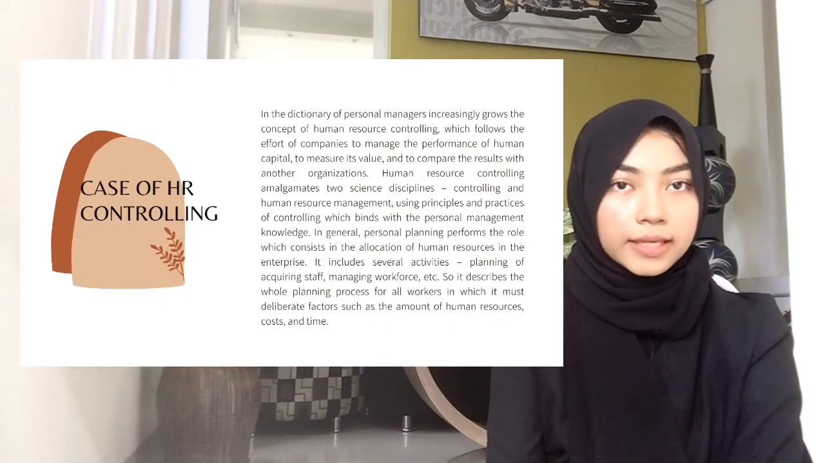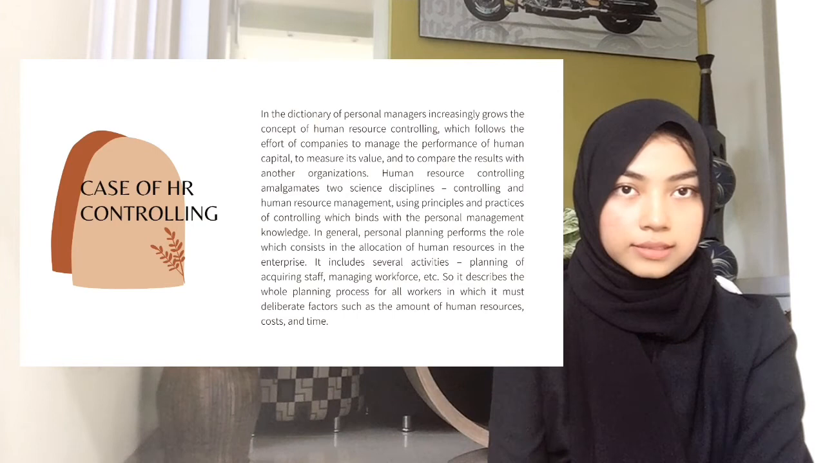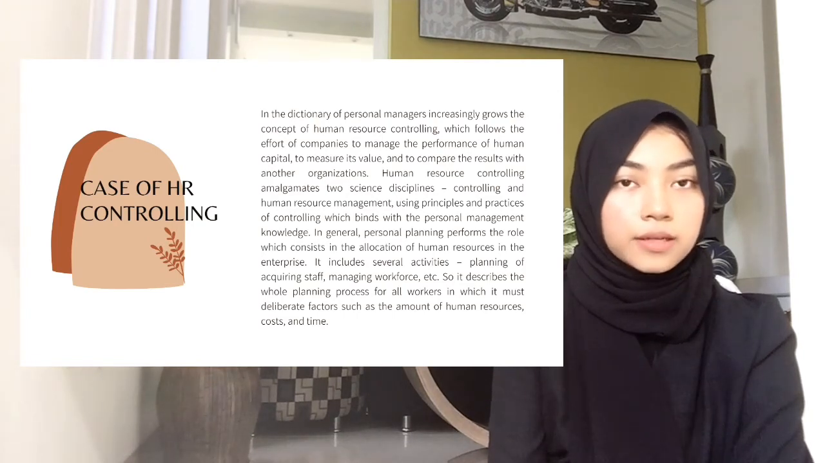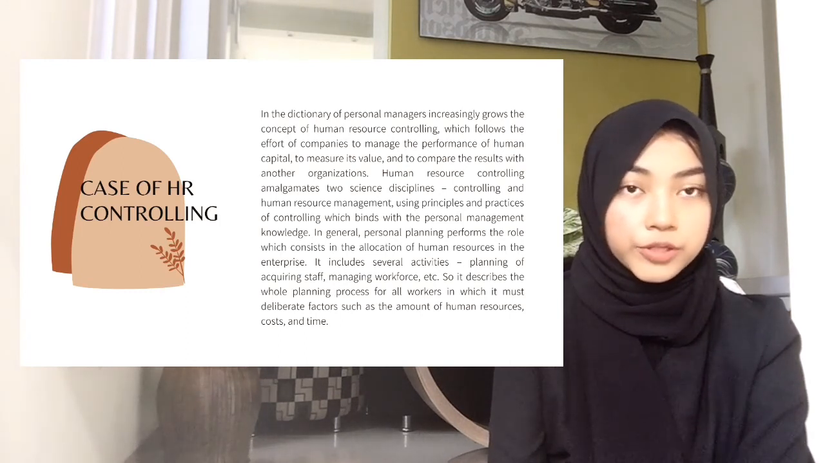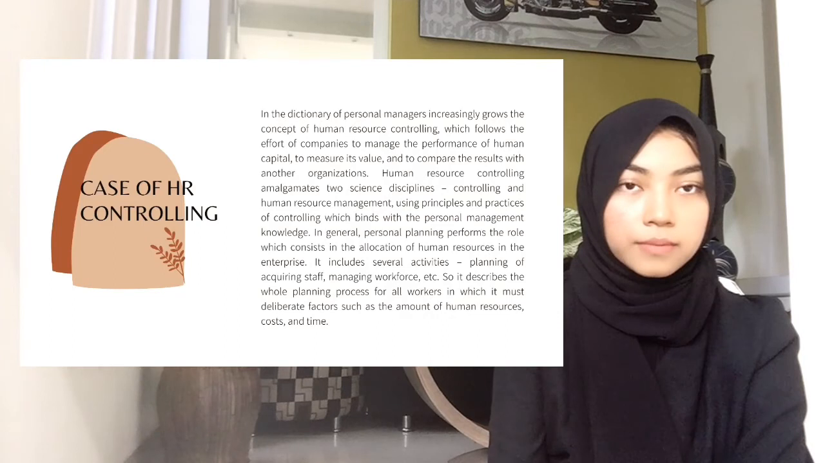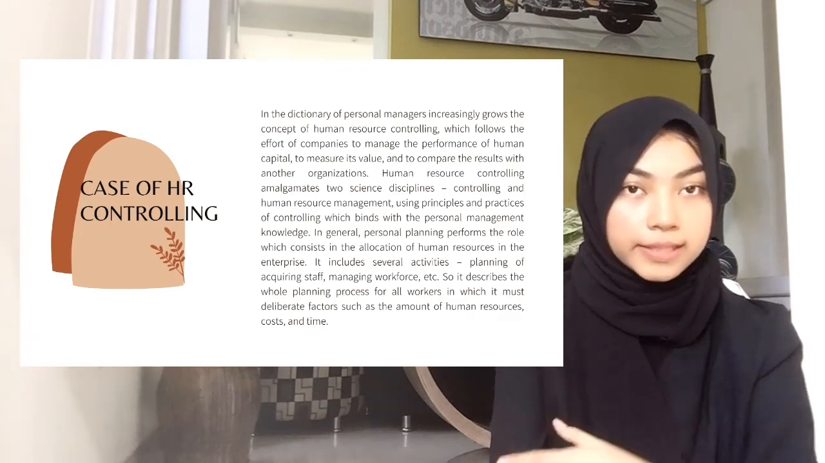Next slide is the case of HR controlling. In the dictionary of personnel managers, the concept of human resource controlling increasingly grows, which follows the effort of companies to manage the performance of human capital, to measure its value and to compare the result with another organization.